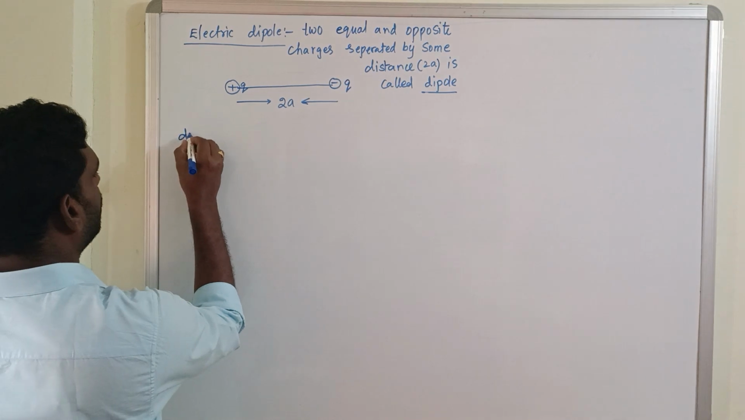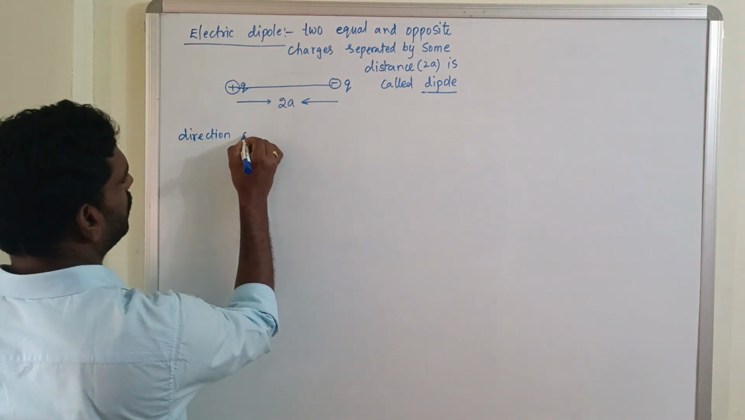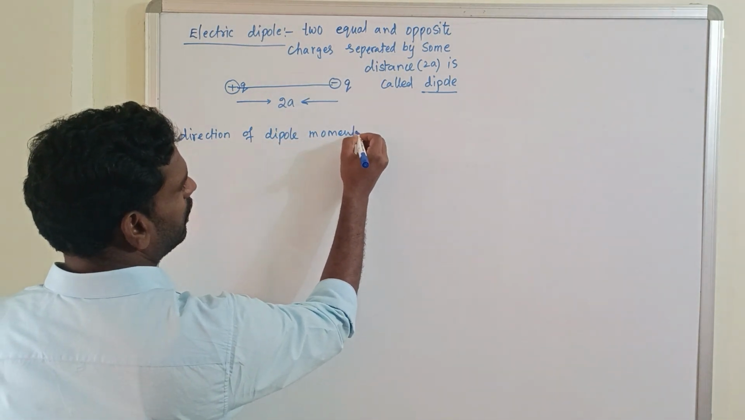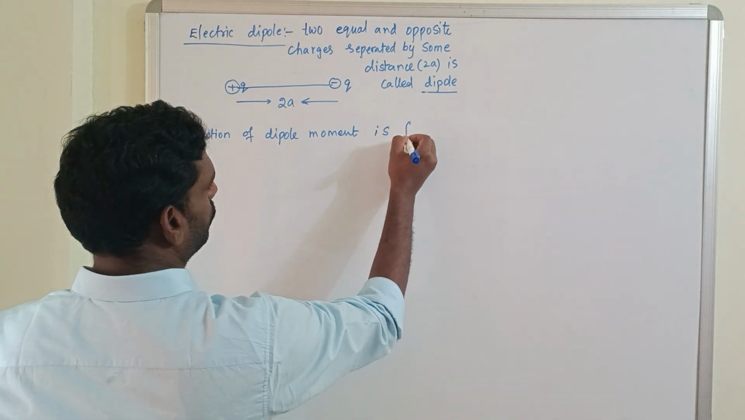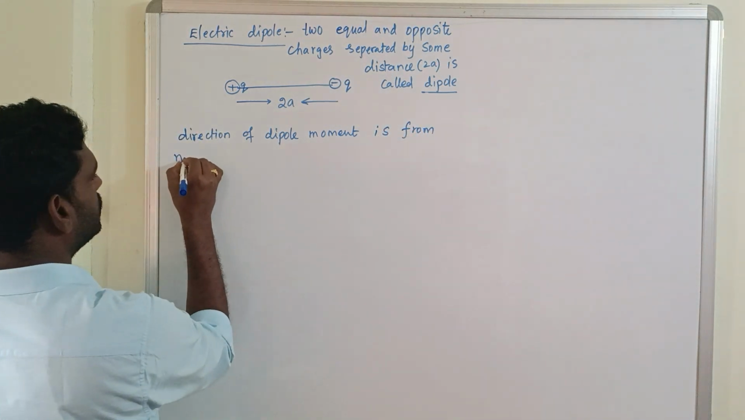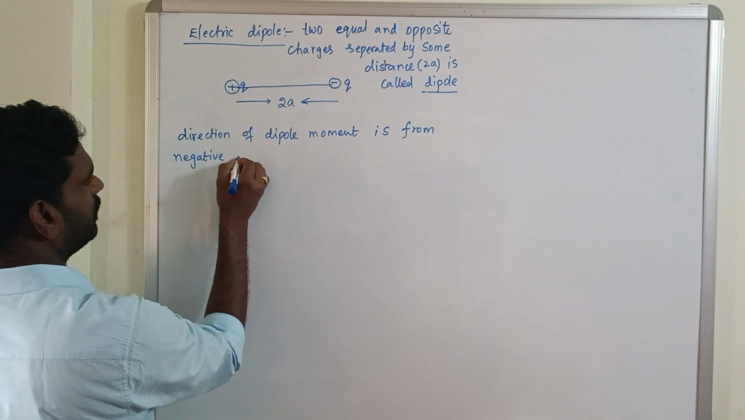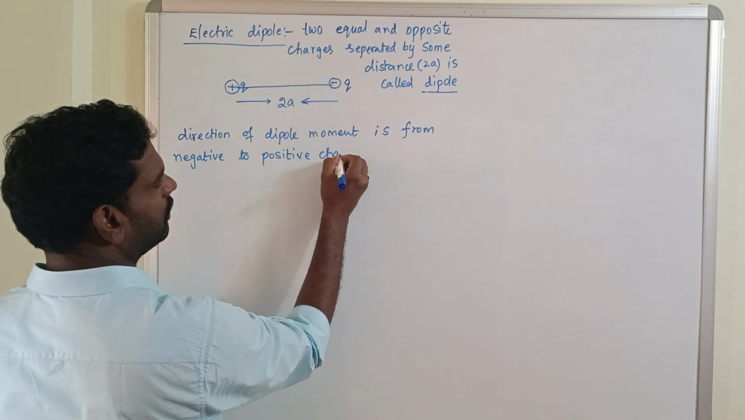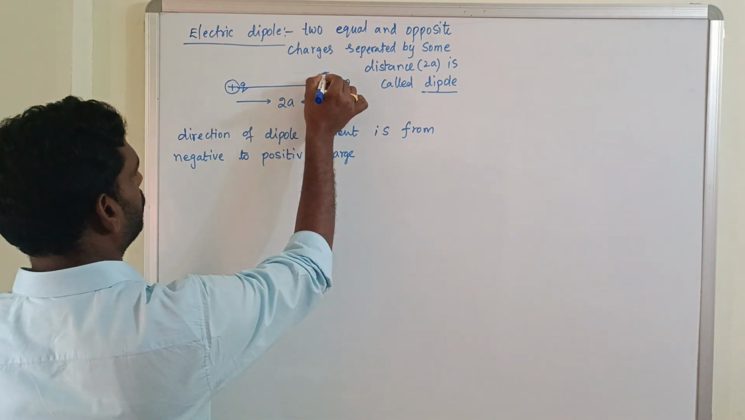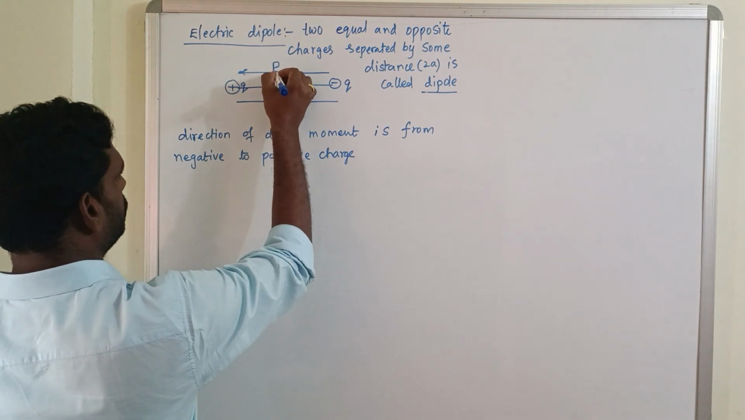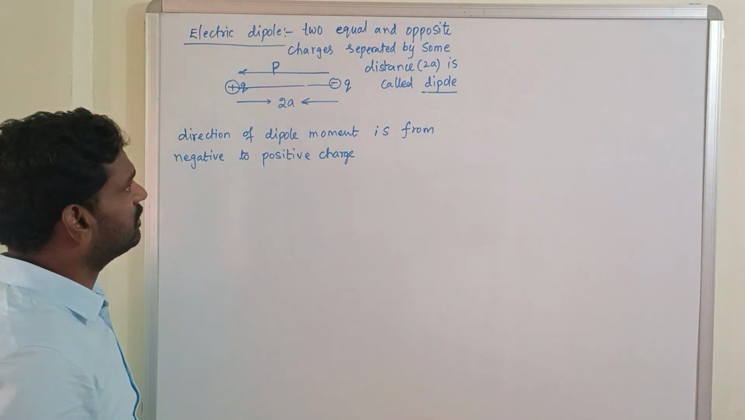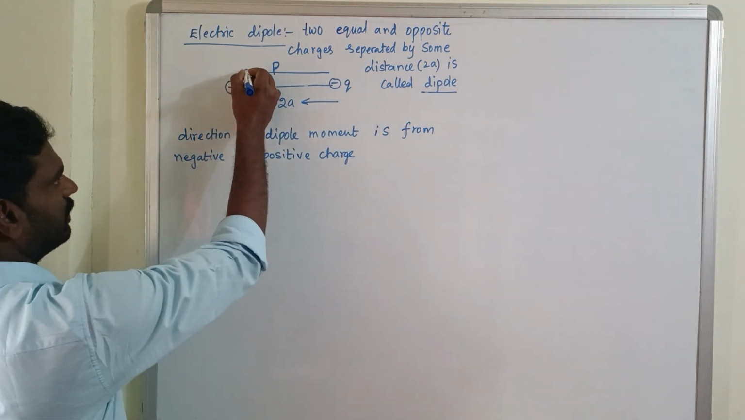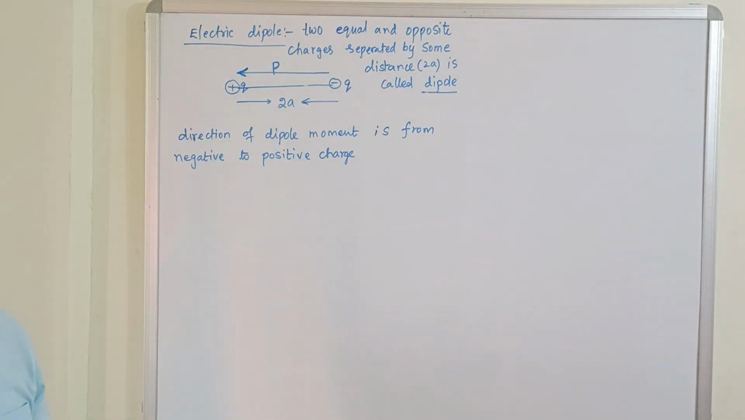And the direction of dipole moment. Dipole moment is from negative charge to positive charge. Negative to positive charge. The direction of dipole moment is from negative charge to positive charge. I indicate the dipole moment with P. Dipole moment direction is always from negative charge to positive charge, like this.